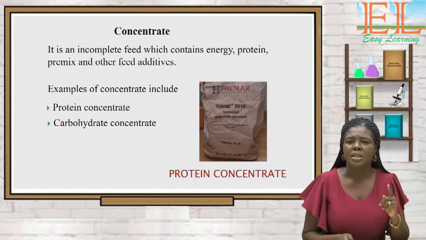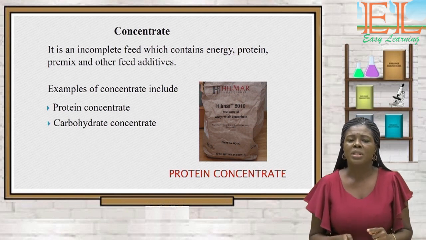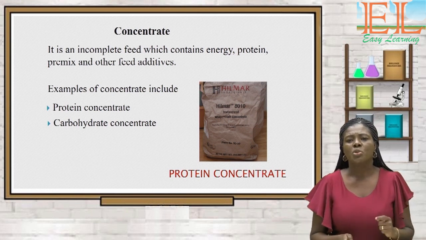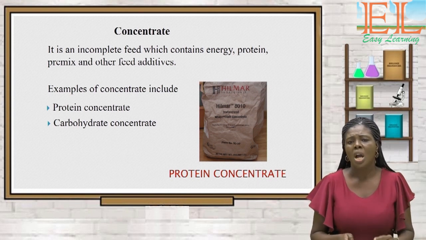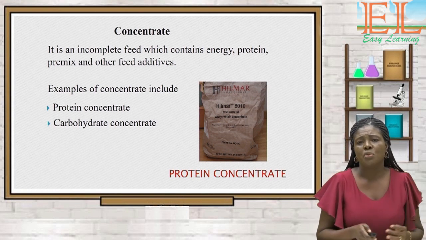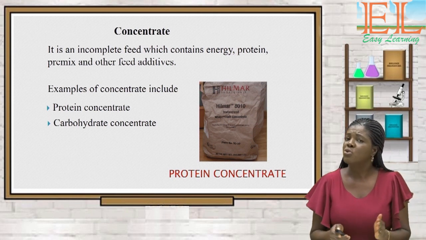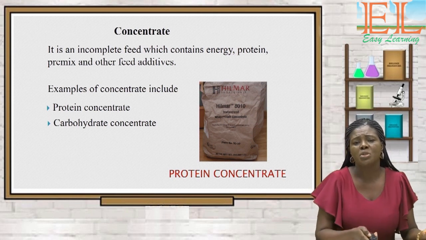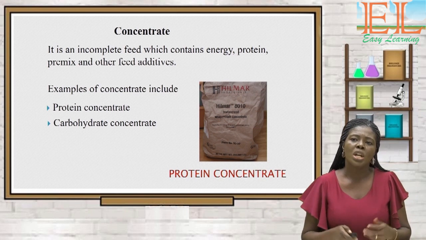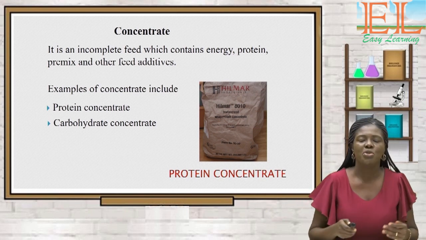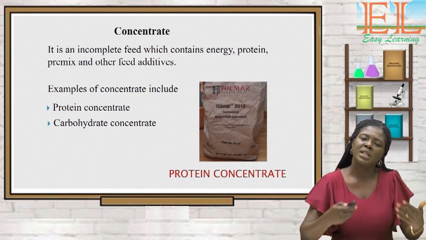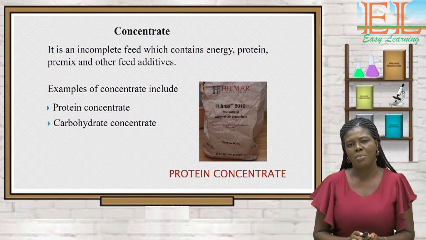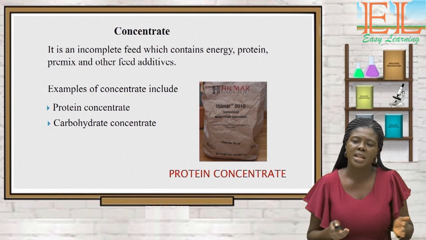Don't forget, I said concentrates are incomplete feed which contains energy, protein, premix, and other feed additives, which means in using it to feed your rabbit, you don't have to use that one alone. You can mix it with either the wheat bran or the pito mash and give it to your rabbit. Now, having known the feed types that we can give to rabbits, let's look at the feeding.